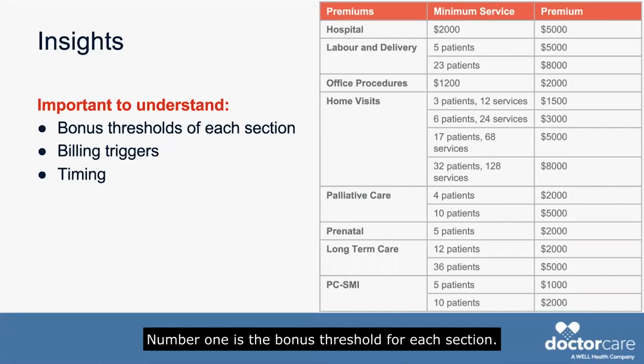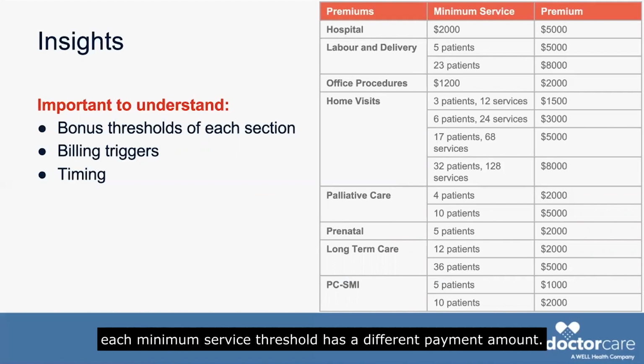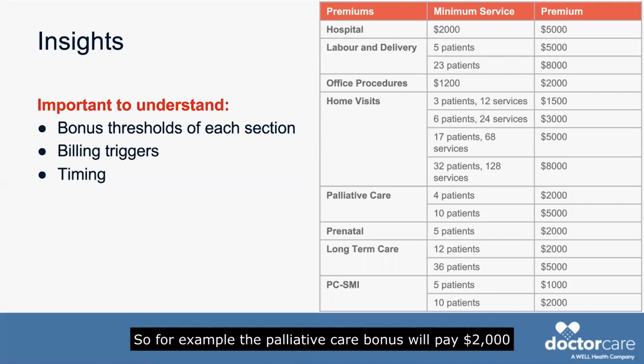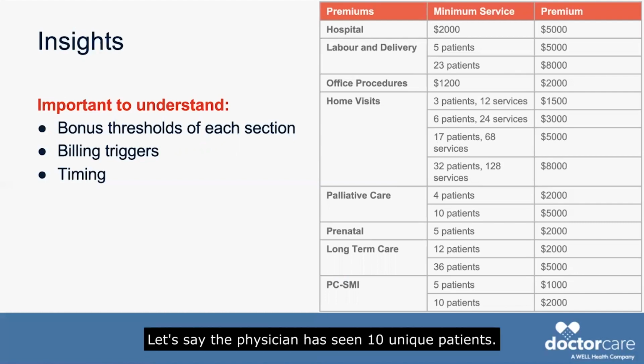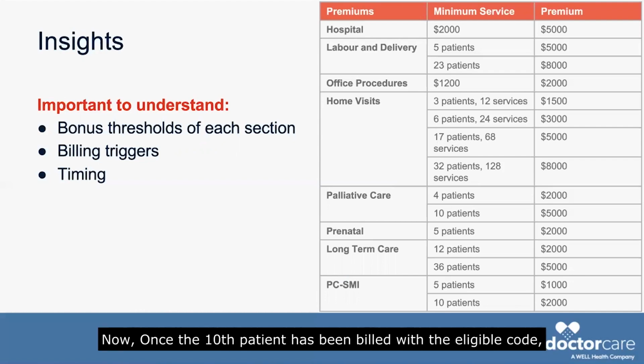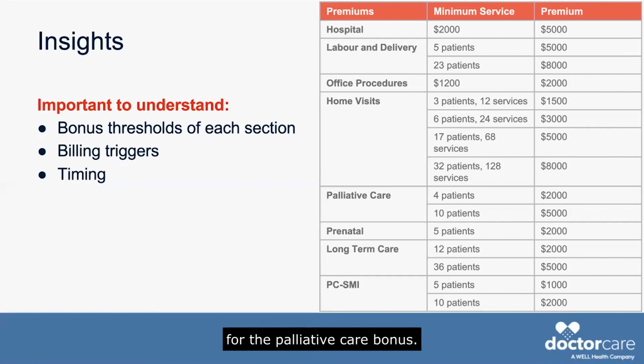Number 1 is the bonus threshold for each section. As you can see via the chart on the right, each minimum service threshold has a different payment amount. So for example, the palliative care bonus will pay $2,000 once the physician bills an eligible code against those 4 patients. Let's say the physician has seen 10 unique patients now. Once the 10th patient has been billed with the eligible code, this physician will receive an additional $3,000, which will come to a grand total of $5,000 for the palliative care bonus.